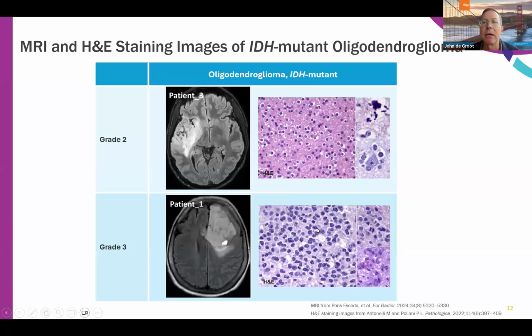In the grade 3, again, one of the big differences is just the total number of tumor cells that you see on the section. And then, as I mentioned before, you can see some tumor cells that are actually in the process of dividing, what we call mitotic activity, and also some vascular proliferation. So that would upgrade that tumor to a grade 3.